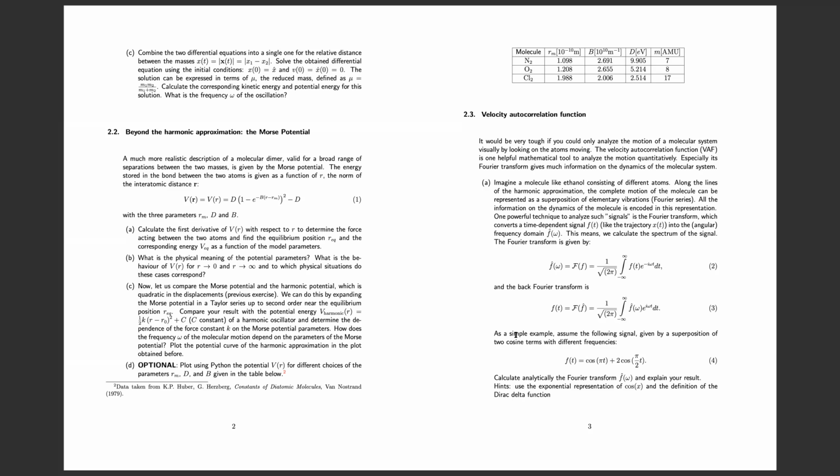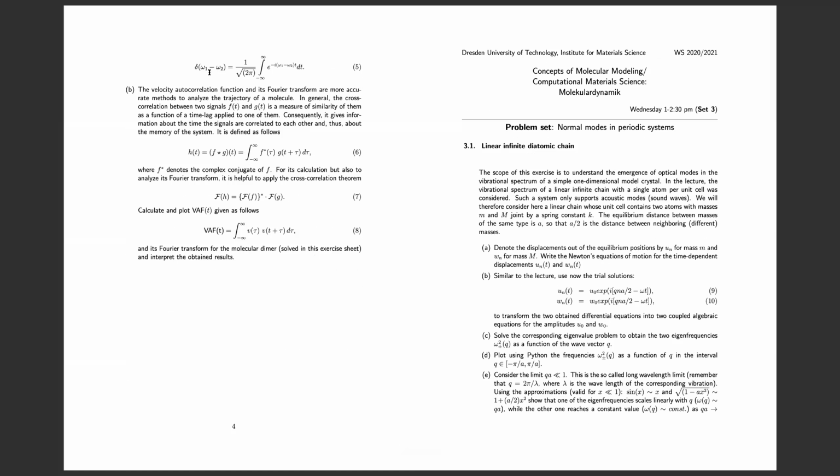Here we have a very simple example. This is our time domain signal, which is given by cosine pi t plus 2 cosine pi over 2 t. And then we want to calculate analytically the Fourier transform of this function. And we need to use a trick, the identity of the Dirac delta function, which is given by the integral of exponential i omega 1 minus omega 2 t times dt.